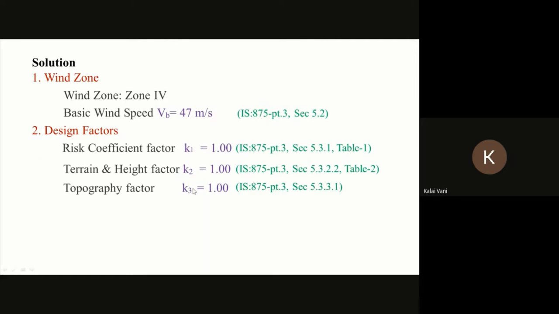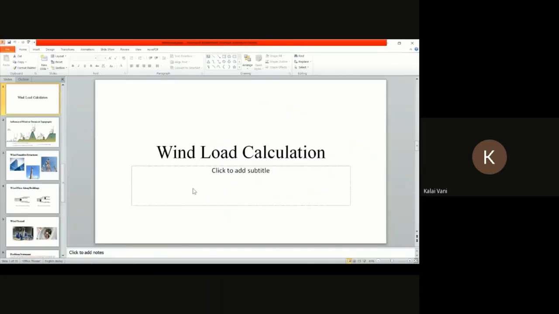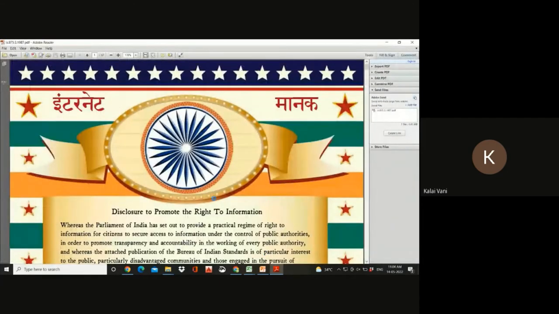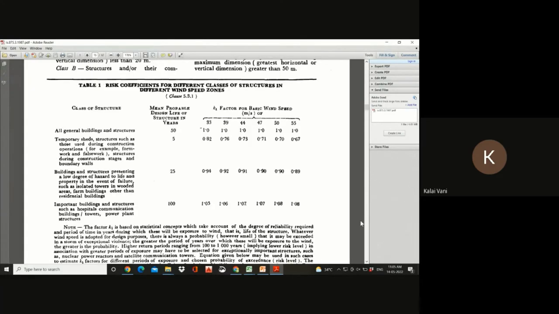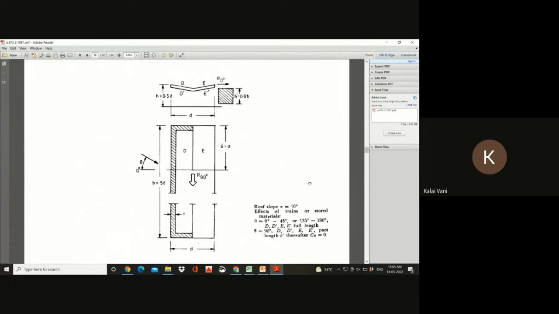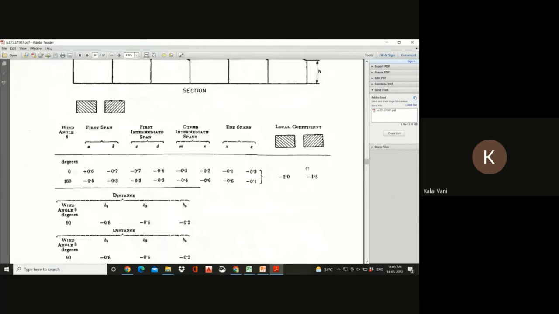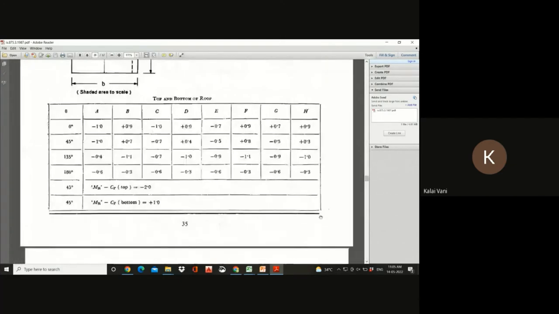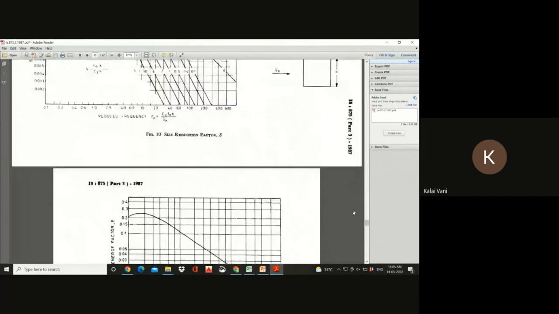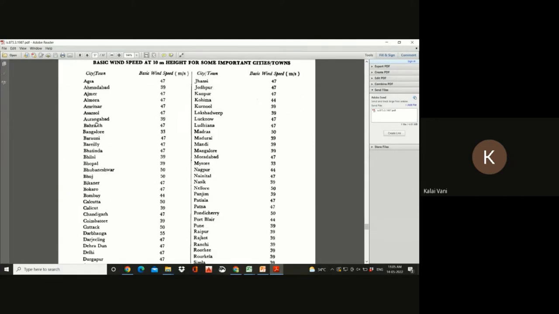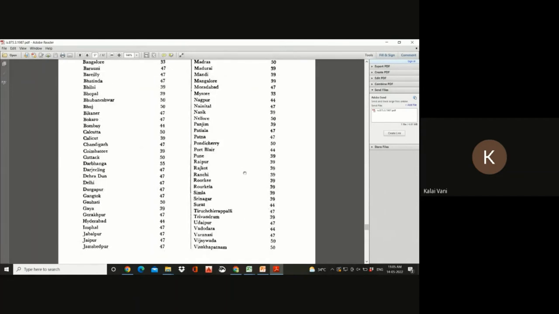Yes. So here we need to note down, in the question we have seen, it's Bihar, right? This is your IS 875 code book. So in your code book appendix A, you can find the basic wind speed for important cities and towns, right? From Agra to Visakhapatnam, you have the entire list of cities along with their wind speeds.